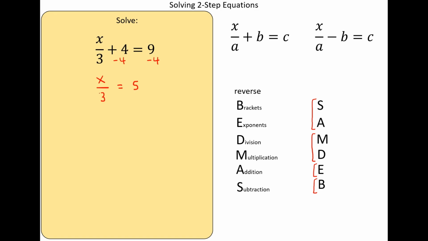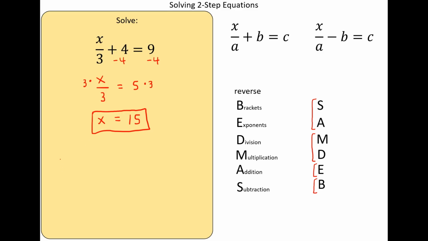Now this just becomes a one-step equation. In this case, x is being divided by 3, so the opposite of dividing by 3 is multiplying by 3. I'm going to multiply 3 to both sides. Upon doing so, I'm just going to get x on this side because 3 divided by 3 is just 1, and 1x is still just x. And now 5 times 3 is equal to 15. So I'm going to get an answer of x equals 15.